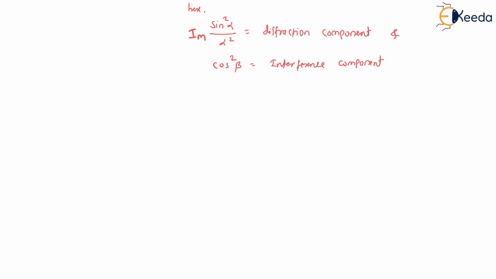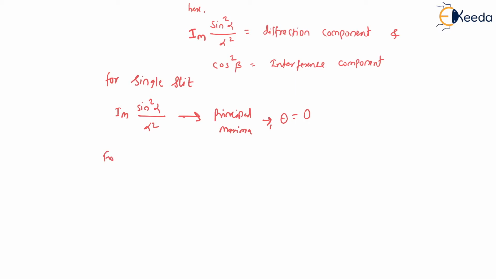So see, as we know, for single slit, this particular component, which one? It is Im sine square alpha by alpha square. That is the diffraction component. It will give the principal maxima when the value of theta is 0. So that is the condition for principal maxima.